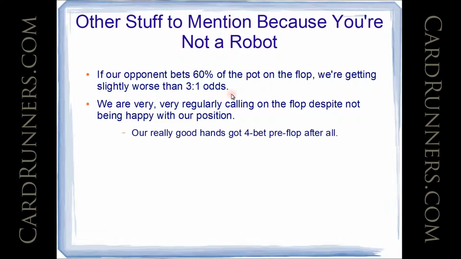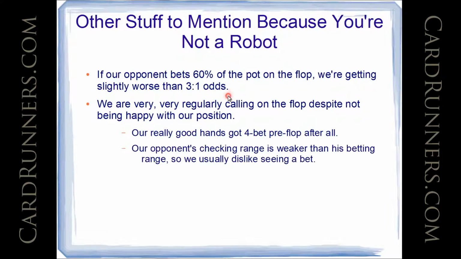Keep in mind, our really good hands got 4-bet pre-flop, so it's hard for us to be really happy on the flop unless we flopped a monster, because the really strong hands are not in our 3-bet calling range. Yes, we slow play aces, but for the most part, our ace king, our kings, our queens all got 4-bet pre-flop, so our calling range just isn't that strong. We're not usually very happy with where we're at.